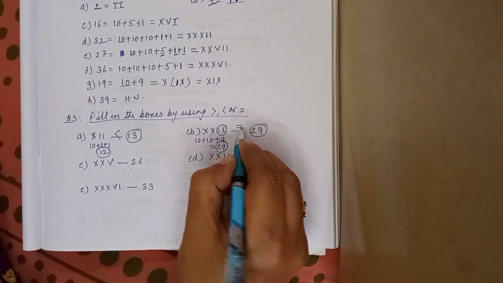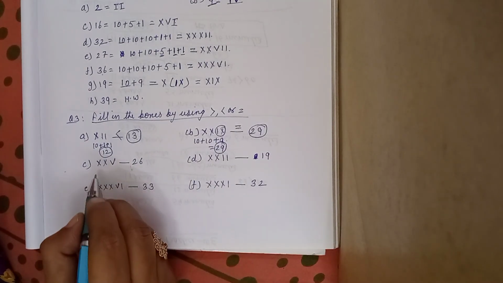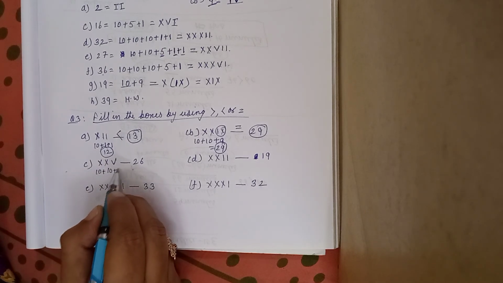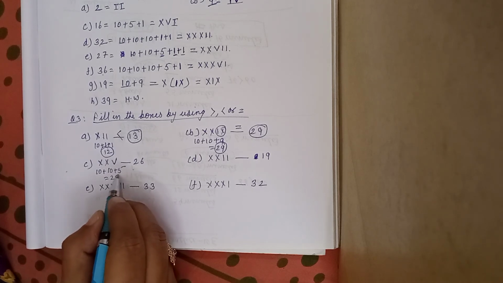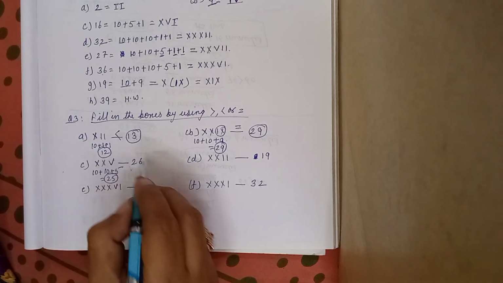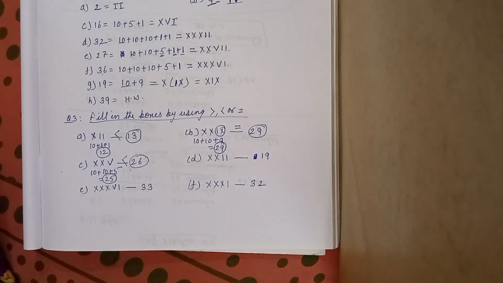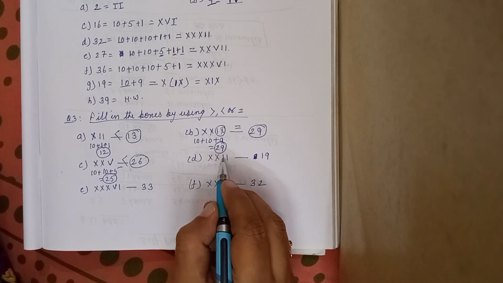So both are equal. Question number C में XXV. X stand for 10, another X stand for 10 and V stand for 5. So 10 plus 10 20 plus 5 it's 25. One side 25 is given, another side 26 is given. So 26 is greater.